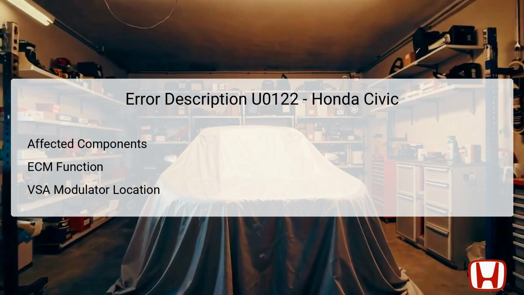When there is a communication issue signaled by this DTC, it indicates that these two integral systems are not effectively sharing data. Failure of communication can lead to impaired driving characteristics and potential safety risks, since the VSA system may not operate correctly. Therefore, identifying the specific location of these components is vital for effective troubleshooting and repair.